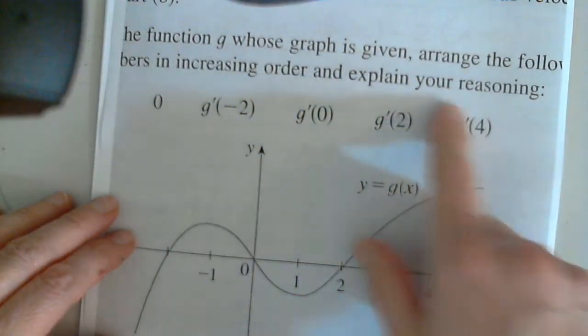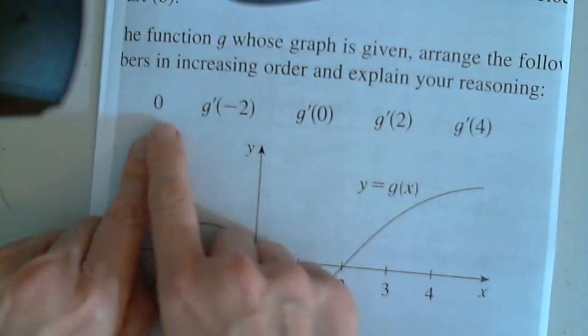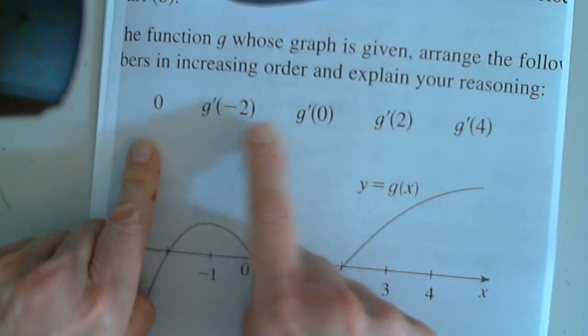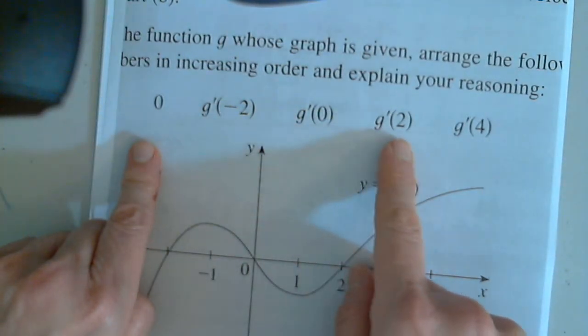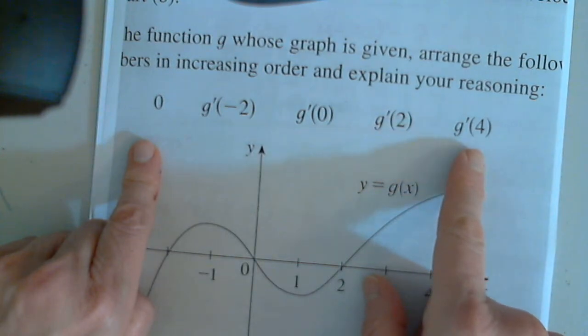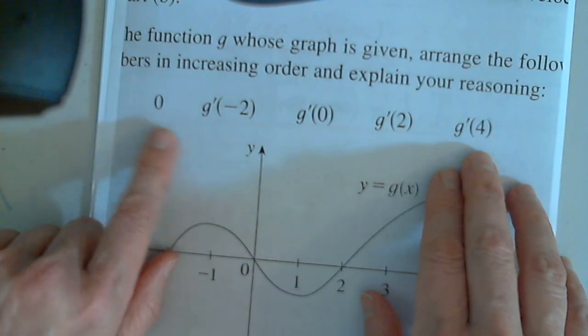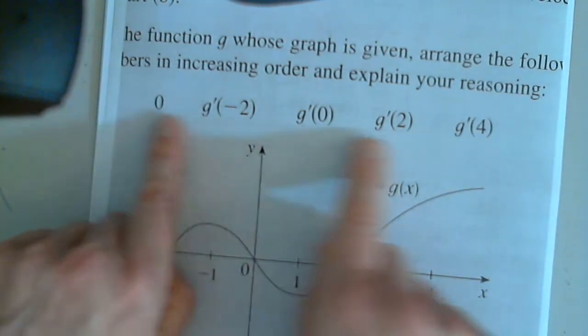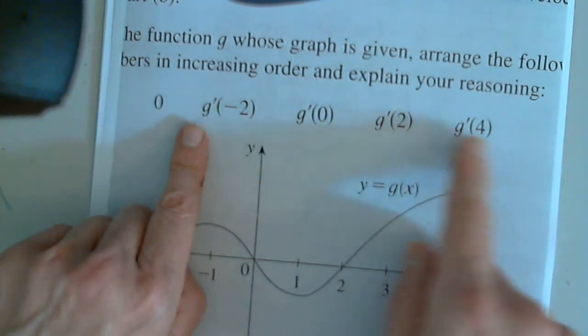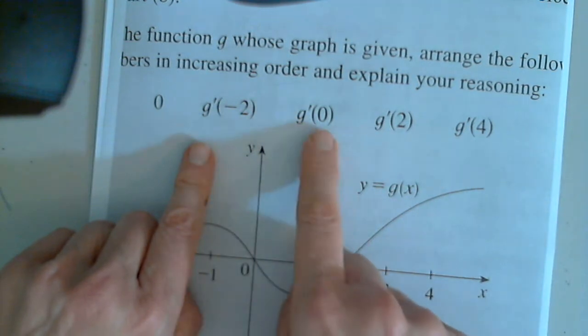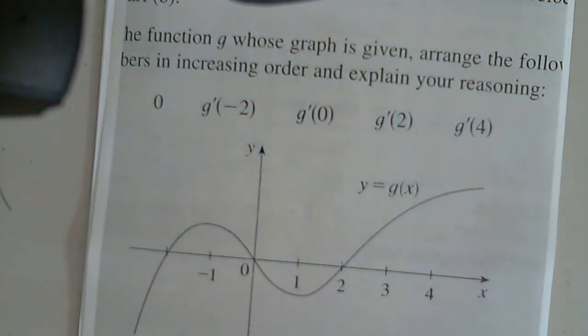So we are asked to arrange these numbers in order. 0, g prime of negative 2, g prime of 0, g prime of 2, and g prime of 4. What do they represent? So Oscar, can you tell us what do these represent? Any of these? G prime of negative 2 or 0 or 2 or 4. What do they represent?